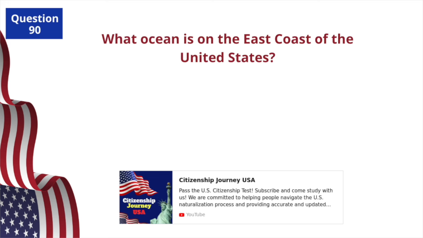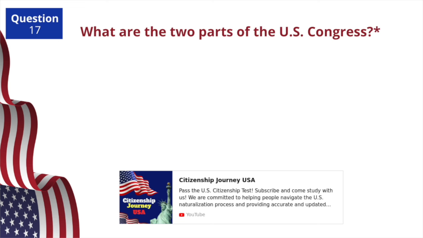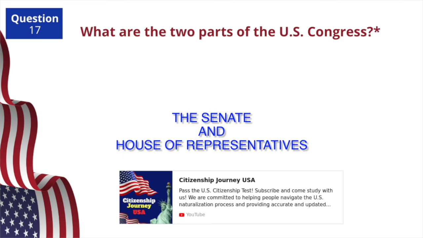What ocean is on the east coast of the United States? Atlantic Ocean. What are the two parts of the U.S. Congress? The Senate and House of Representatives.